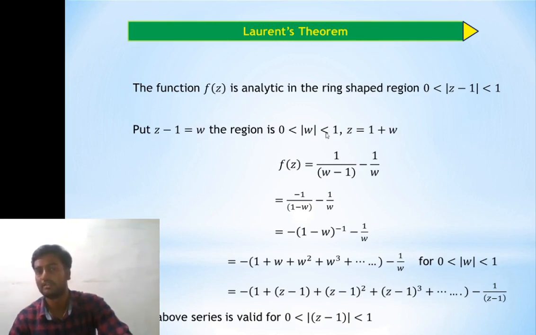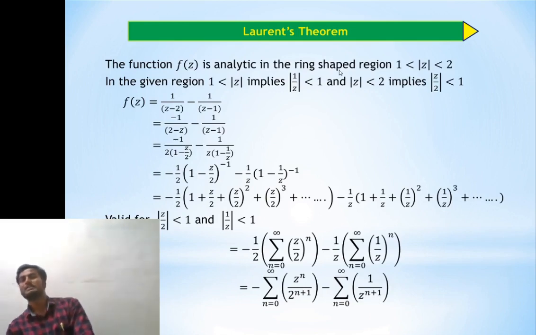Now in this region you have to expand the function f of z. Since mod w is greater than 0, we leave this term, and in the other term we take minus 1 common, giving 1 minus w whole power minus 1. Since mod w is less than 1, this expansion is valid: 1 plus w square plus and so on, and it is minus 1 by w. This is the analytic part with positive powers, and this is the negative power, the principal part. So in a Laurent series we have an analytic part and also a principal part. This expansion is valid when 0 less than mod z minus 1 less than 1.